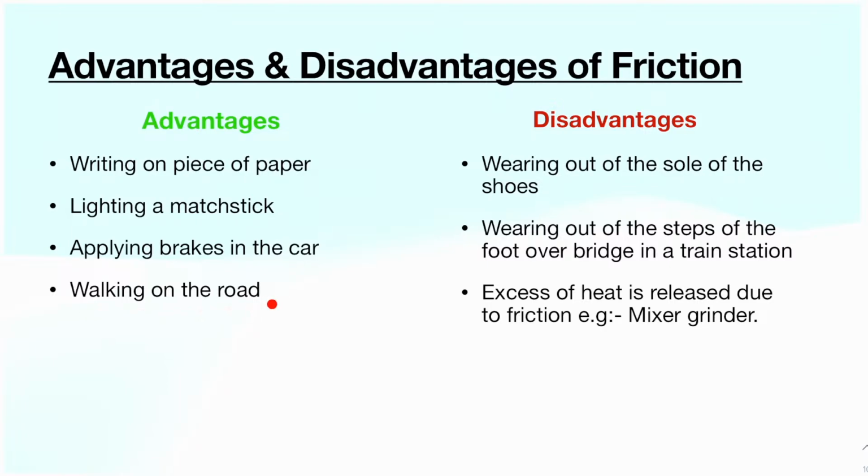Walking on the road is because of friction. You walk on the road because there is friction. You would have walked on the same road comfortably, but when it rains, you might have noticed that you would slip on the same road, or the road appears to be quite slippery. Why is this so? It is because when there was no rain, there was a lot of friction between your slippers and the road, or between your feet and the road.